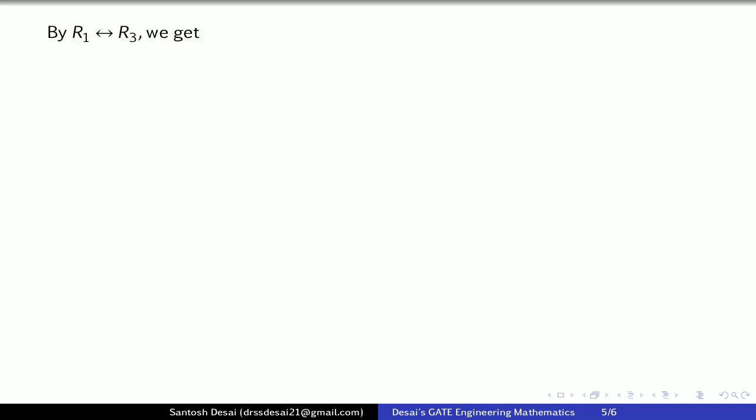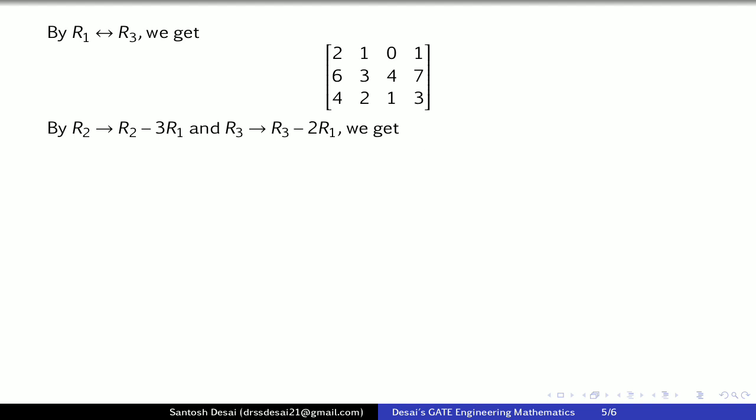In the given matrix, we just interchange R1 and R3. So we get the first row as 2 1 0 1, next 6 3 4 7, and the last row 4 2 1 3. Then we reduce 6 to 0 and 4 to 0 with the transformations R2 - 3R1 and R3 - 2R1. There is no change in the first row, so it remains as it is. Then the second row takes the form 0, 0, 4 and 4. The third row takes the form 0, 0, 1 and 1.